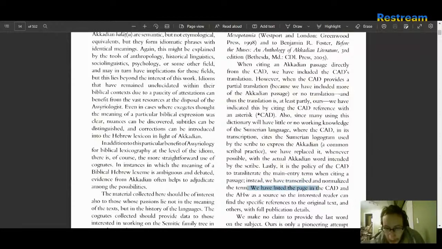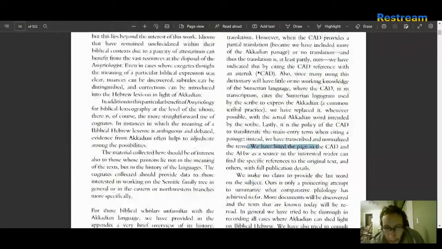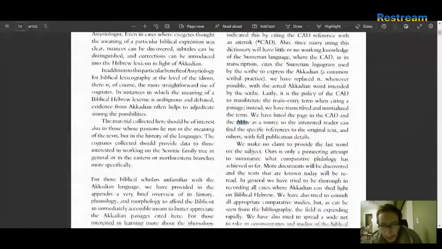We have listed the page in the Akkadian dictionary and the AHW. I'm not sure what the AHW is. It's another resource, though, as a source so the interested reader can find the specific references to the original texts and others with full publication details.